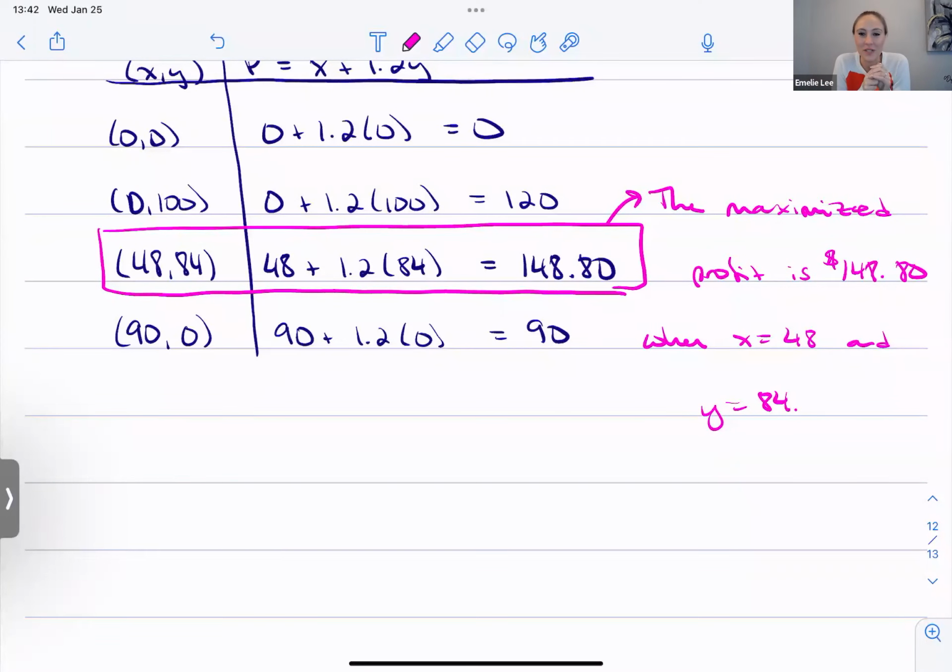So it really helps when you have Desmos, because then you don't have to draw these lines. You don't have to solve for the points of intersection, right? We just need to know what we need to do to maximize that profit function.